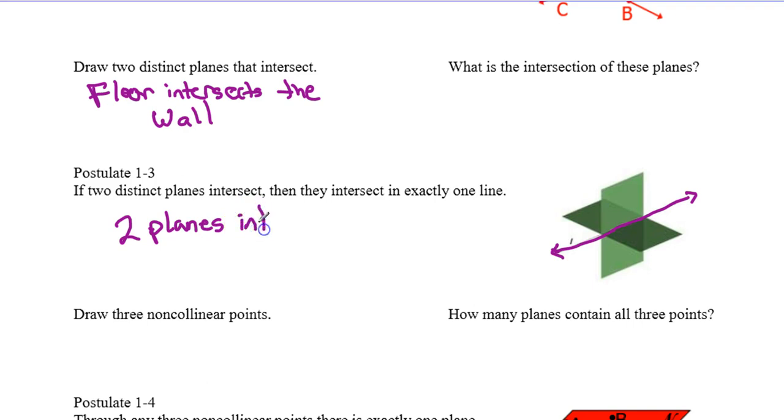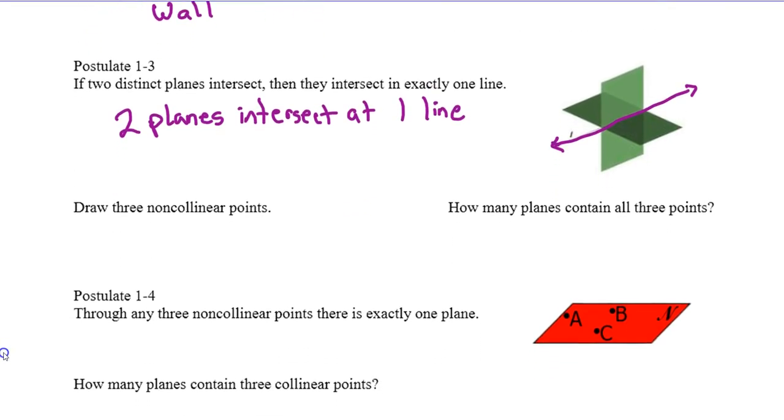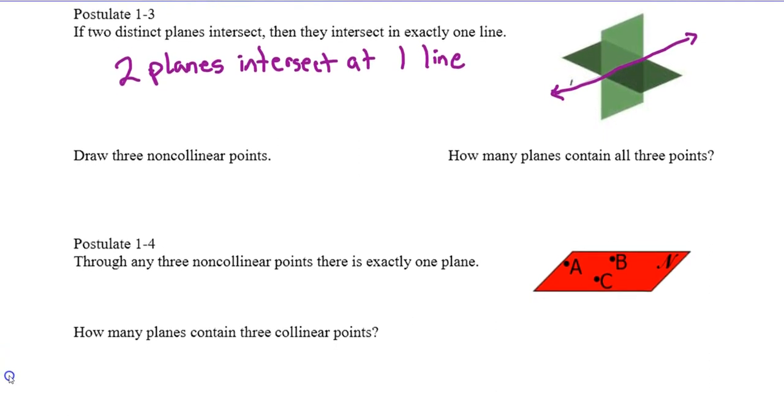So 2 planes intersect at 1 line. And the word distinct is important, meaning they have to be different planes. They can't be parallel planes. We'll talk about those things to come.